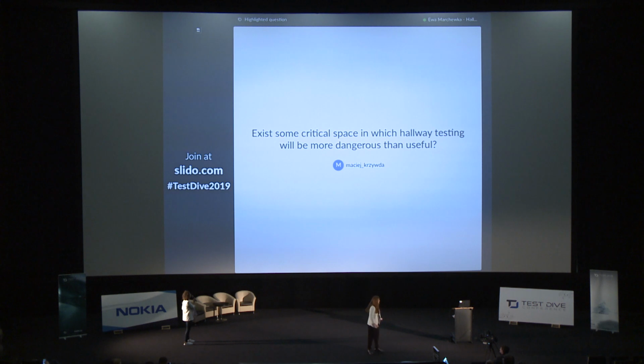Is there some critical space in which hallway testing will be more dangerous than useful? Yes, of course. This is the case when you are very far away from a real end user. Like if you are testing critical devices, like, I don't know, some tools for life-saving, like for performing CPR or something like that. You are not able to do hallway testing with that, right? So if you get any results, they're useless. Hallway testing is cool when you are trying to find usability flaws, not when you are trying to find big issues with the working of the tool or product itself.